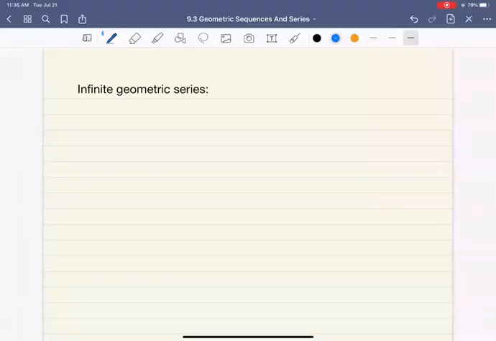All right, welcome back. So we're going to talk about infinite geometric series. So this starts off with the equality 1 plus x plus x squared, dot dot dot, all the way up to x to the n, equals 1 minus x to the n plus 1 over 1 minus x.